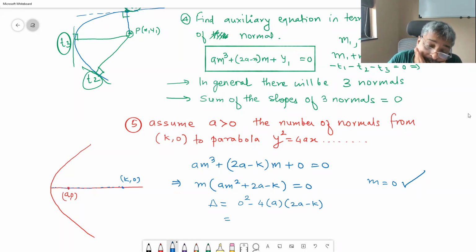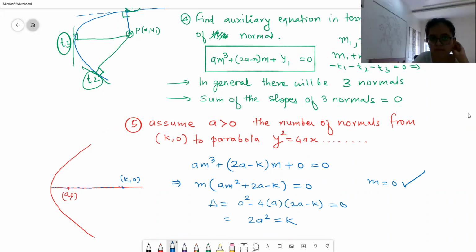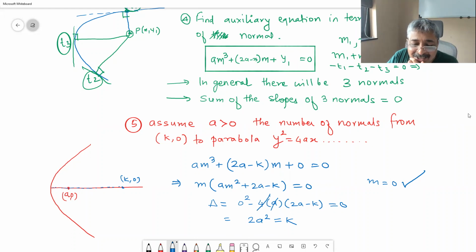What do we need to do? We need the remaining two slopes. So if this is equal to 0, then we have two coincident real slopes more. If this is equal to 0, what is happening? 4 is gone. 2a is equal to k. Is something wrong there? a is equal to k? Huh? 2a is equal to k. Sorry, I have to do this. 2a is equal to k.